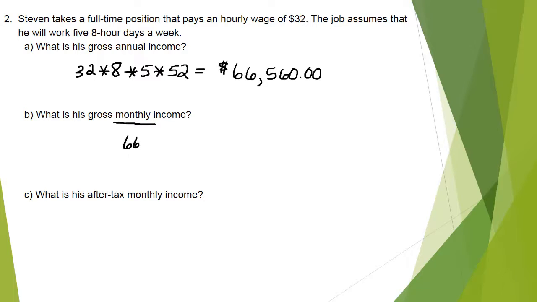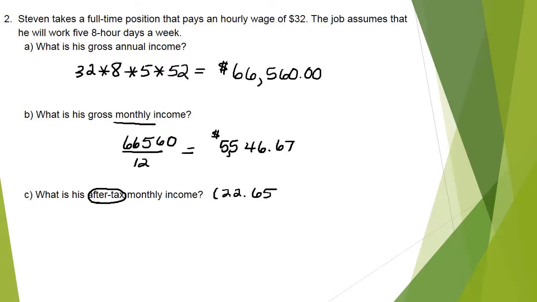The next question you'll recognize from before, what is the monthly income? Again, we want to take that annual salary and simply divide it by 12, since there's 12 months in a year. And that's going to give us a monthly salary of $5,546.67.